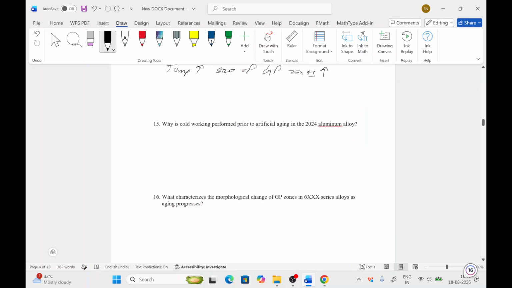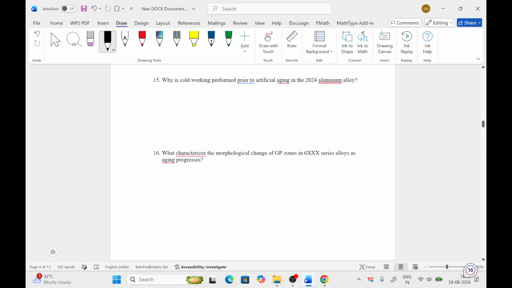Okay. Next is, why is cold working performed prior to artificial aging in the 2024 aluminum alloy? So cold working with artificial aging is the T8 temper condition. This is solution heat treatment plus cold work plus artificial aging. So before artificial aging, we do some cold deformation.